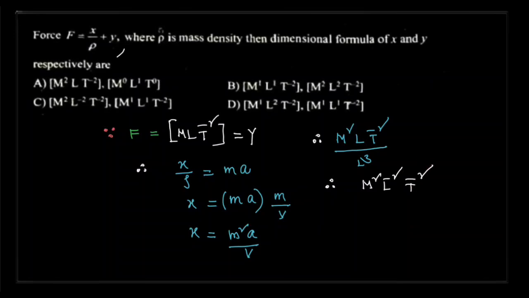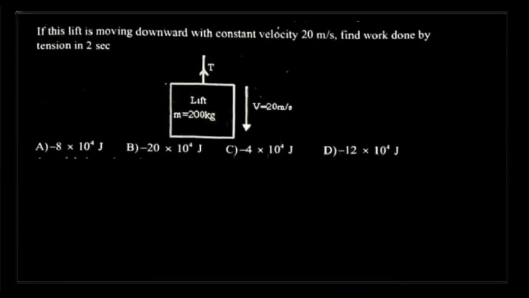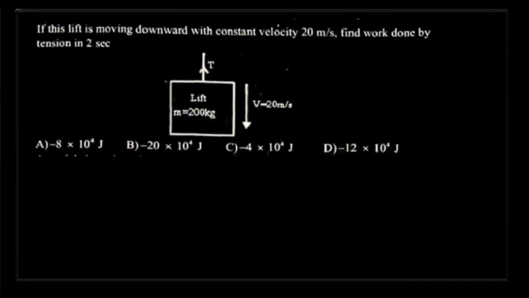Therefore option is C for this question. Clear? Next one. If this lift is moving downward with a constant velocity of 20 meters per second, find the work done by the tension. Since it is moving down, you could say this tension is equal to mg.